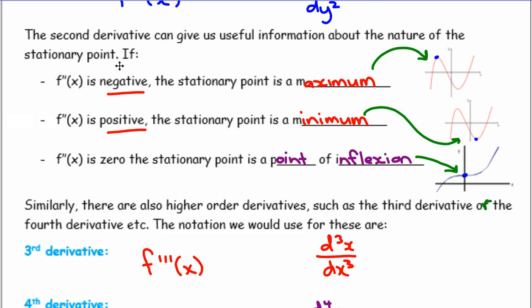If you subbed in the x-coordinate of the stationary point into the second derivative and you got a positive result, then that meant the stationary point was a minimum. So think positive, smiling. That's how I tend to remember it. Negative second derivative, frowning, positive, smiling. So it's a minimum in that case. If you subbed in the x-coordinate of the stationary point into the second derivative and you got an answer of 0, that means that stationary point was a point of inflection.